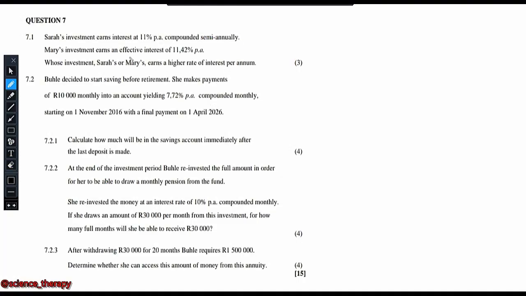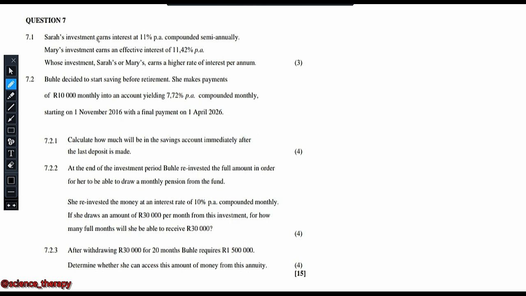Okay, so we have question 7, still on financial maths. It says 7.1, Sarah's investment earns interest at 11% per annum compounded semi-annually. Then Mary's investment earns an effective interest rate of 11.42% per annum. And then they ask, whose investment, Sarah's or Mary's, earns a higher rate of interest per annum.